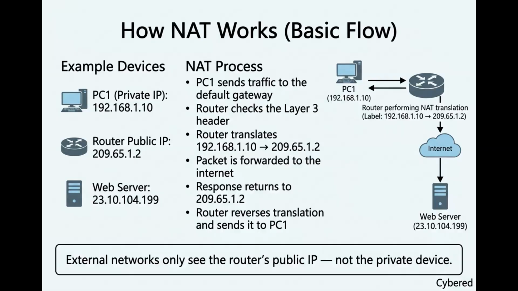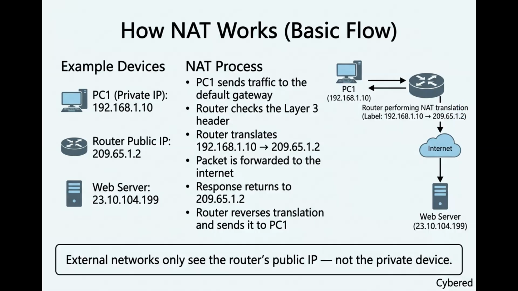public networks. Imagine PC1, 192.168.1.10, private IP, then the web server, 23.10.104.199, public IP, and then you've got the router public IP, 209.65.1.2. So the process: PC1 sends traffic to its default gateway, the router. The router inspects the layer 3 header. Since the destination is public, the router translates the source IP from 192.168.1.10 to 209.65.1.2, and the packet is forwarded to the internet.